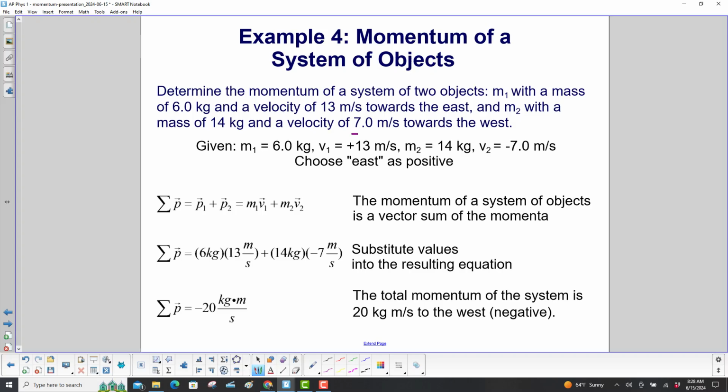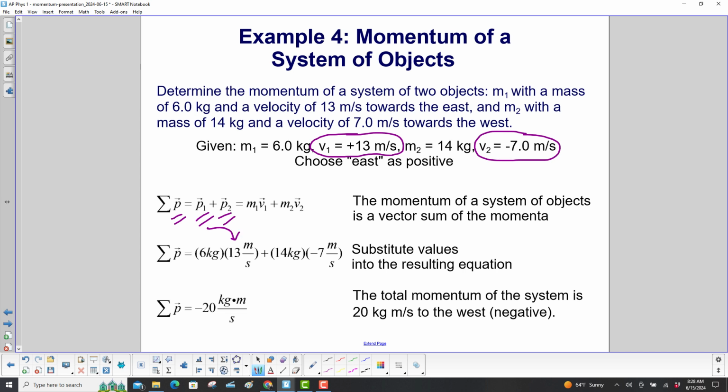We write our givens, and the velocity of the first object is to the east, so that's a positive 13 meters per second. The second object is to the west, so that's a negative 7 meters per second. Our total momentum of the system is the sum of the individual momenta. So here's the first one.